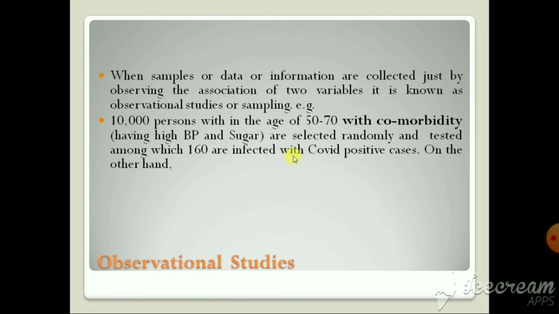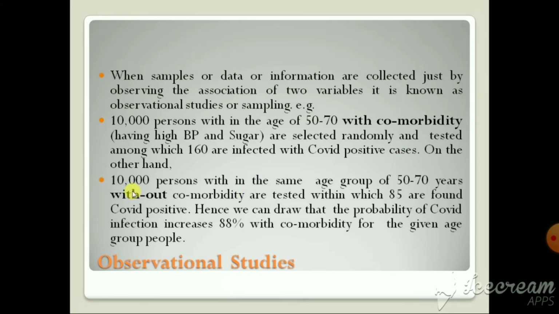On the other hand, the same number of persons, that is 10,000, with the same age group 50 to 70 years without comorbidity, that means without high blood sugar and so on, though this is a rare case, but still we are assuming that persons without any comorbidity are tested, among which suppose 85 are found COVID positive. Hence we can draw that the probability of COVID infection increases 88% with comorbidity for the given age group of people.